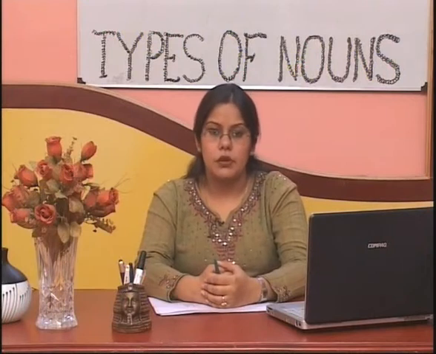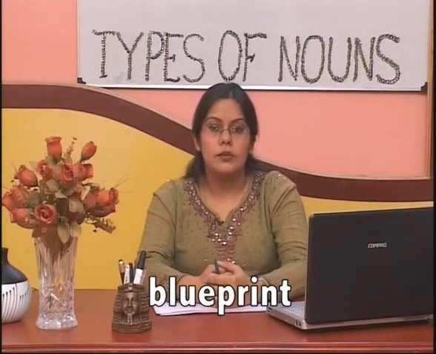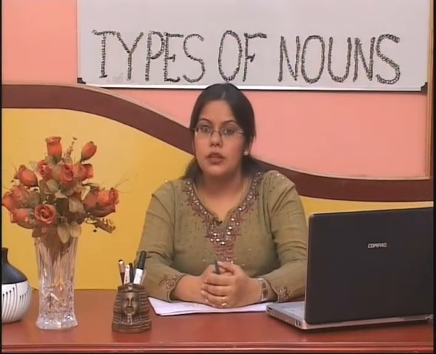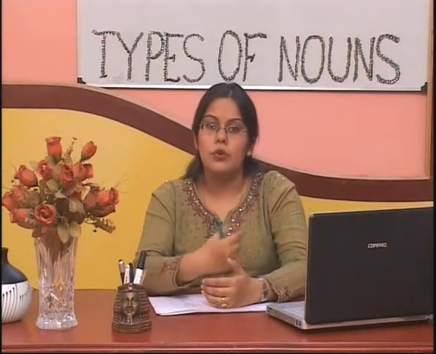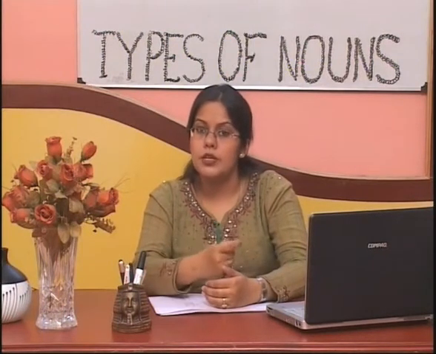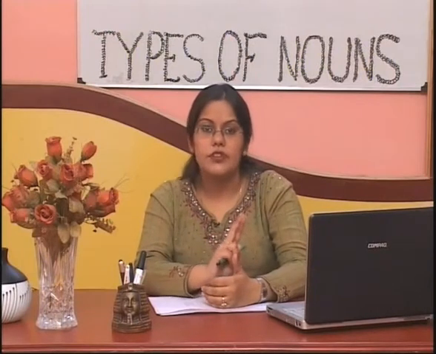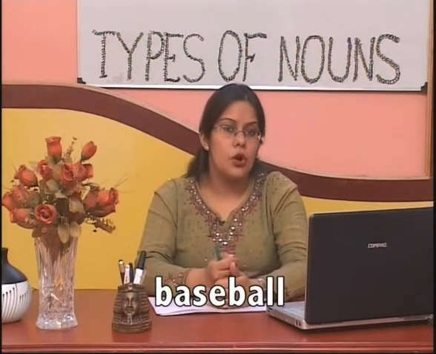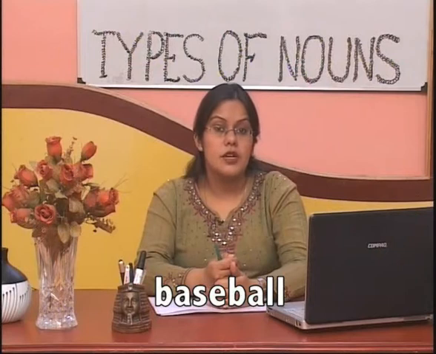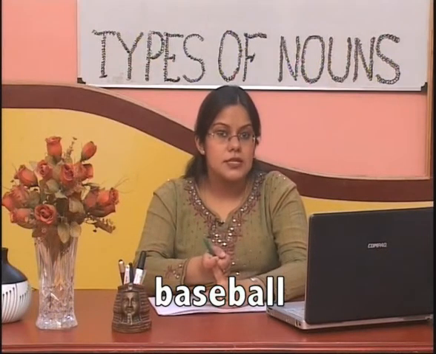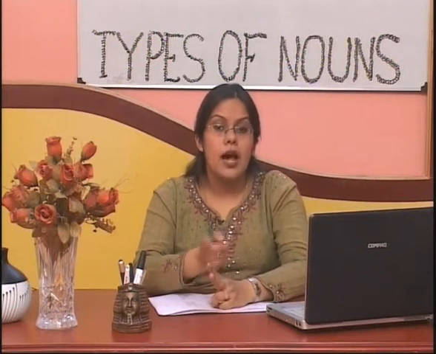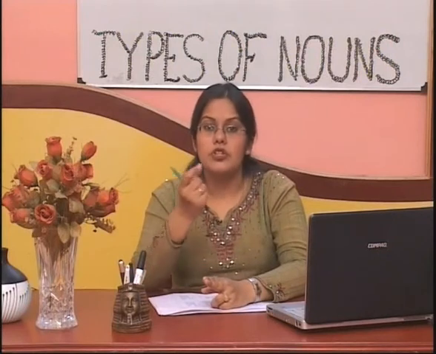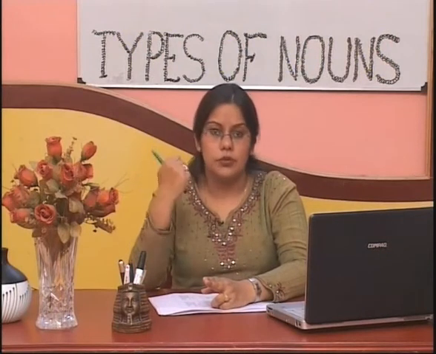Let's take an example. Blue, when joined with print, becomes a blueprint. Now there is no space between blue and print. You just say blueprint. The word blueprint comprises of 2 different nouns, blue and print. Similarly, baseball. It comprises of 2 different nouns, base plus ball. And both the words base and ball have a meaning of their own. But when they are joined together, they form a new noun.